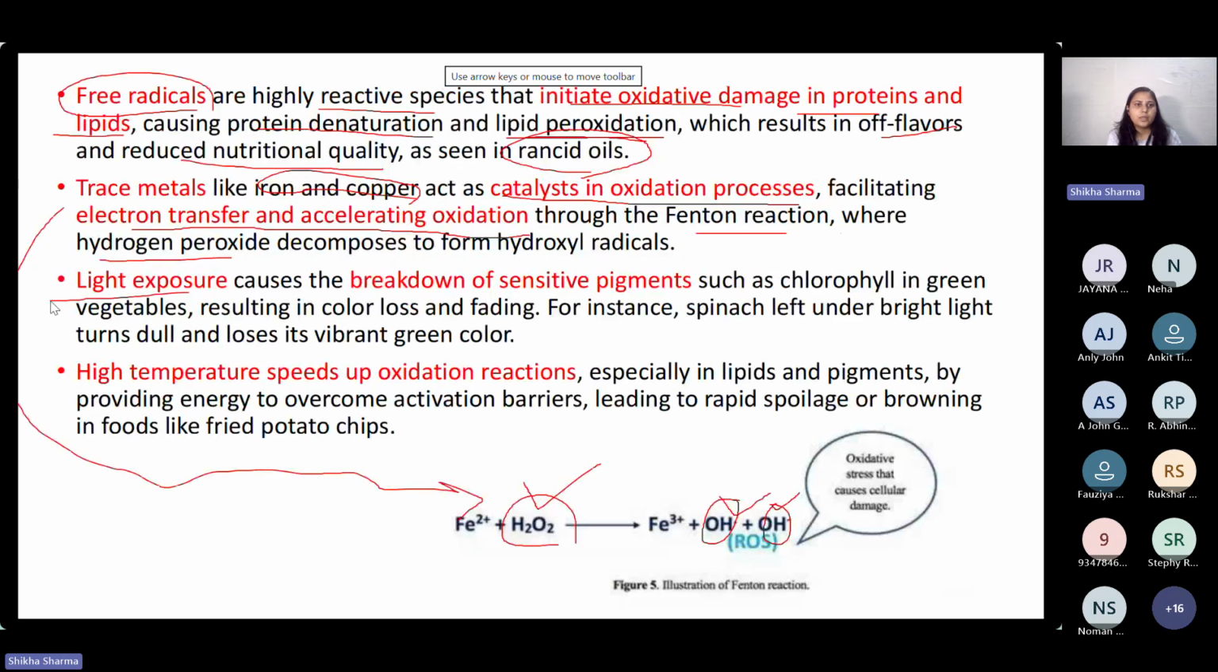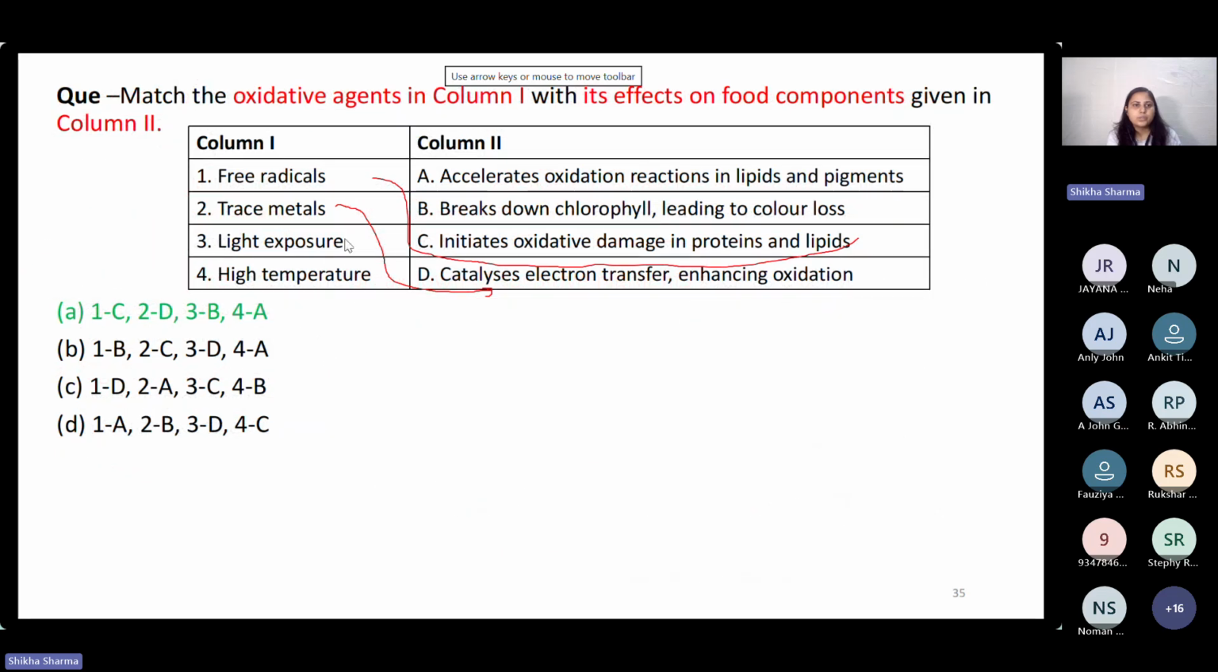Then light exposure: what it is doing is breaking down sensitive pigments like the chlorophylls in green vegetables. So the color will be lost and faded, like in spinach. Its color can become dull, and it can lose its vibrant green color. So light exposure breaks down the chlorophyll, leading to color loss.